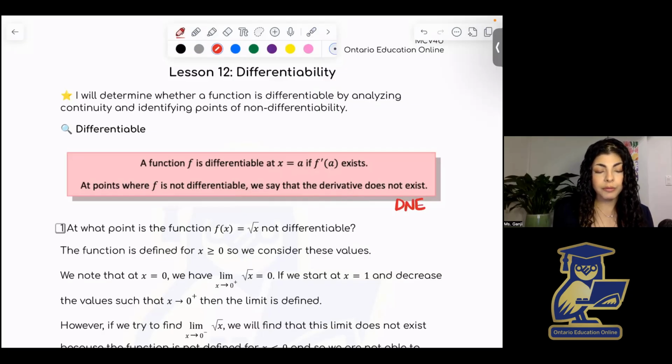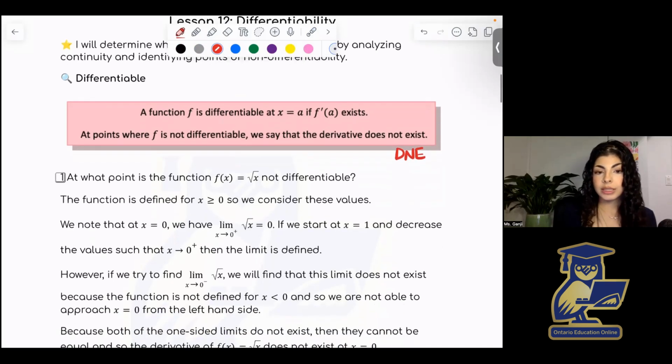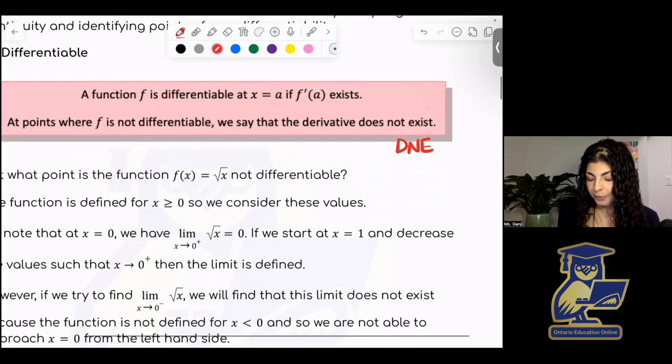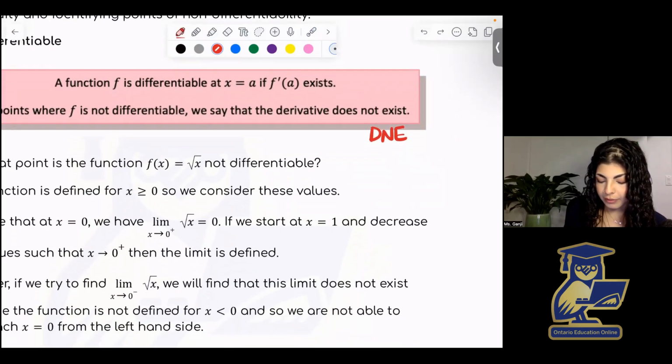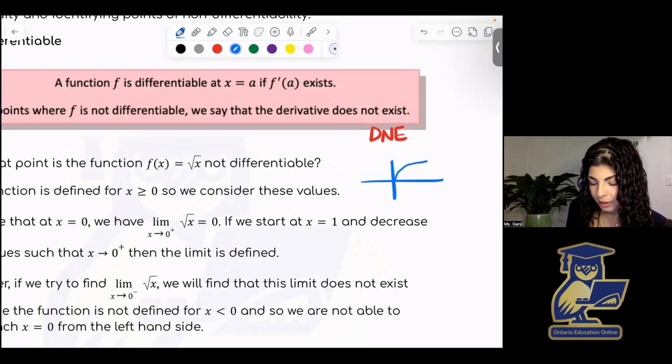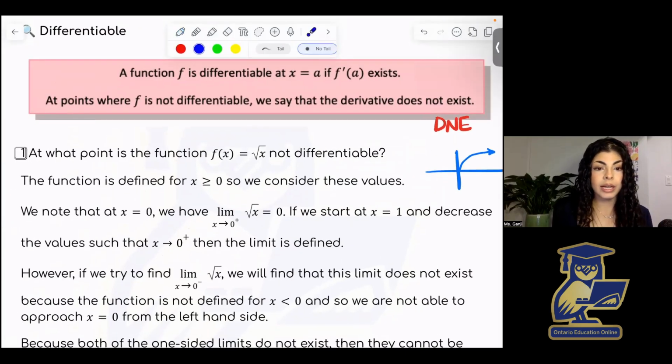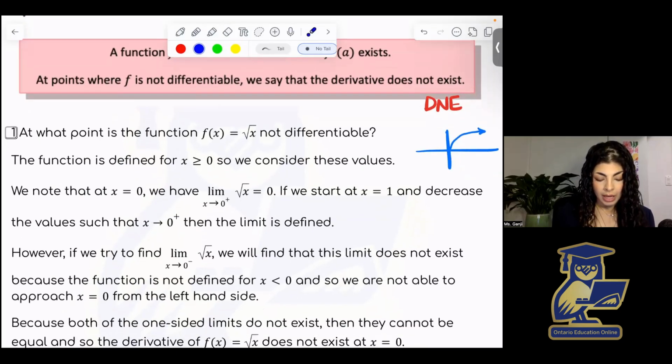First, for the function f of x equals square root of x, you're asked to find which point the function is not differentiable for. First we have to consider the domain of the function itself. This function looks like this, and the domain is x greater than or equal to 0. When thinking about differentiability, we have to consider the values for which the function actually exists to begin with.